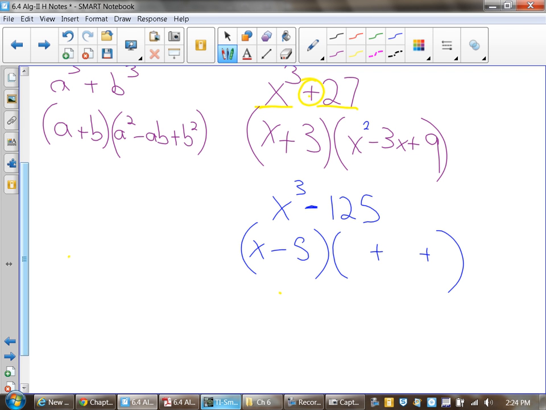So, now I have x squared. What's 5 squared? And then what's 5 times x? So your difference.